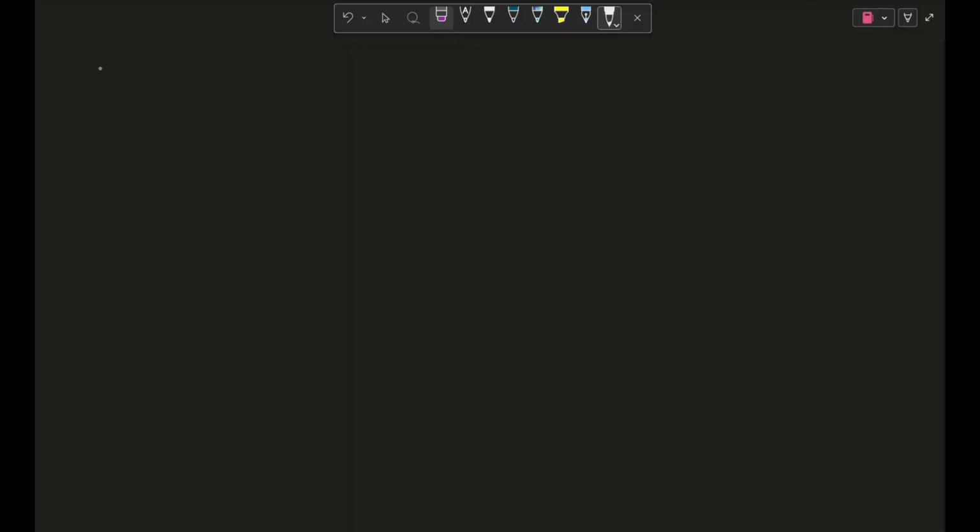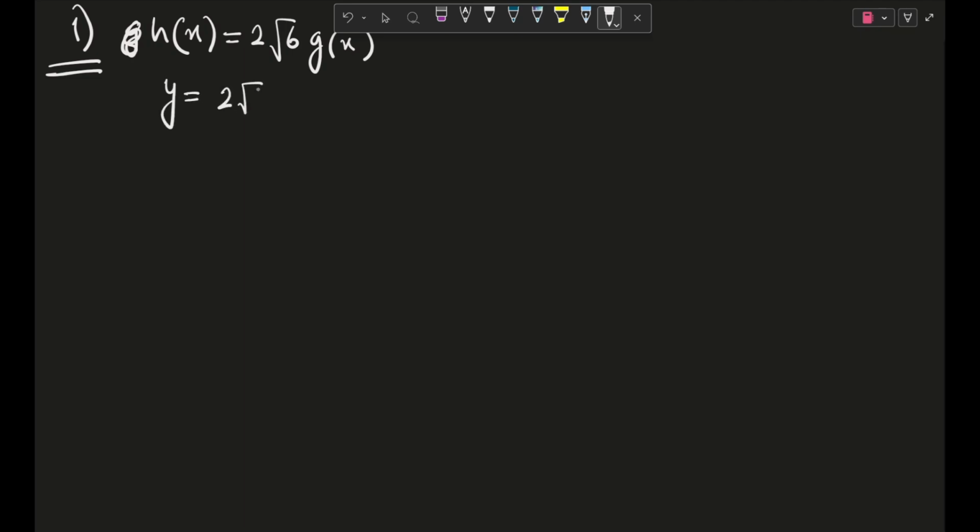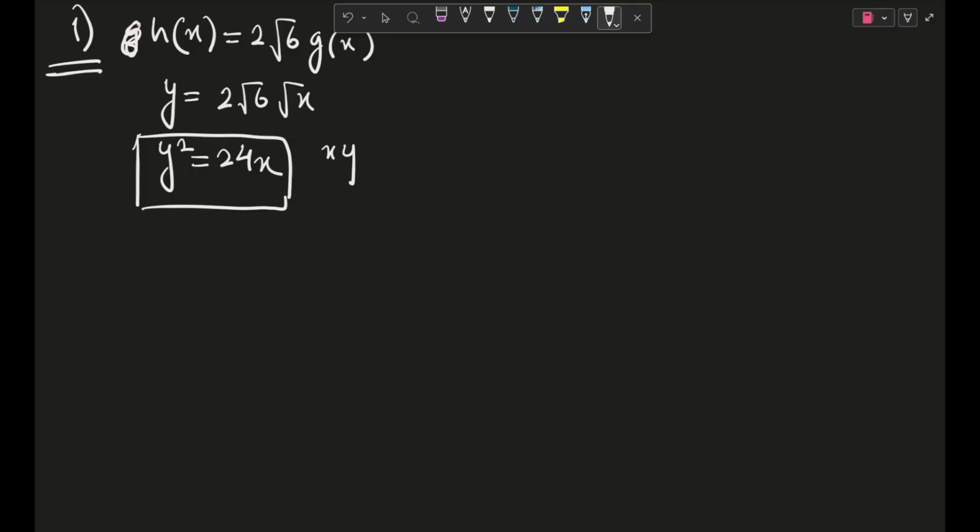Okay guys, so for our question number 1, we had h of x equal to 2 root 6 times g of x. Basically we can write this as y equals 2 root 6 times root x, or rather y square equals 24x. So this is a parabola. The other curve which was given to us was xy equals 2. And our question read something like this. I would read out the question once.